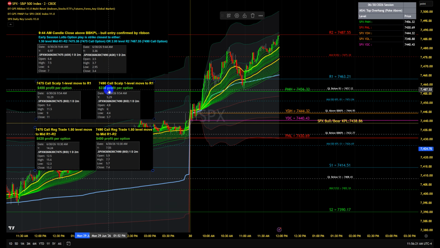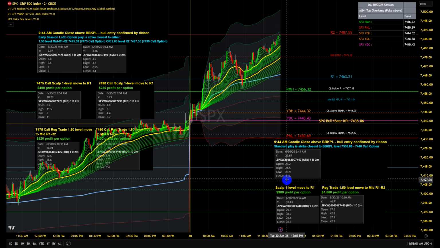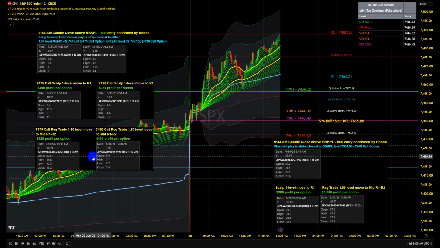Okay, so as you can see over here, we have the other one here, entry 2360 on a scalp, $900 profit, bid 3260, regular trade 1.5 level move, 4220, 1860, but we had to put in $2,360. So we're earning a lot more here, however, we have a lot more here to put in to initiate the trade.